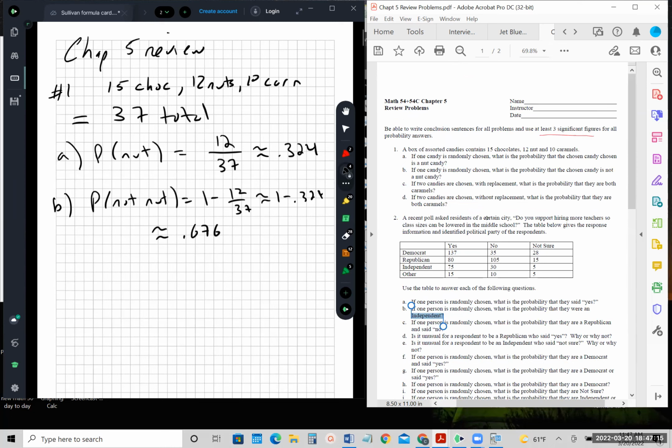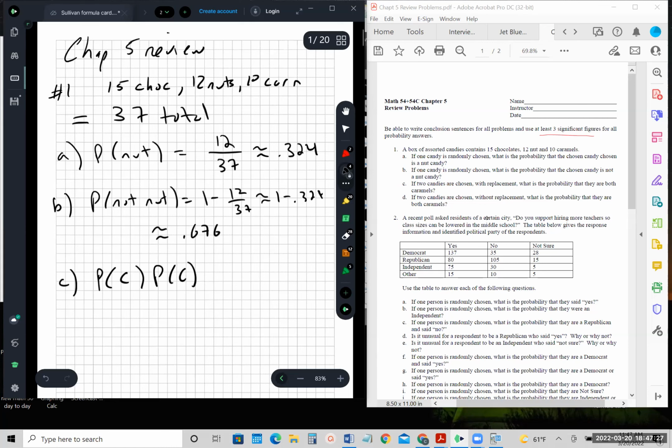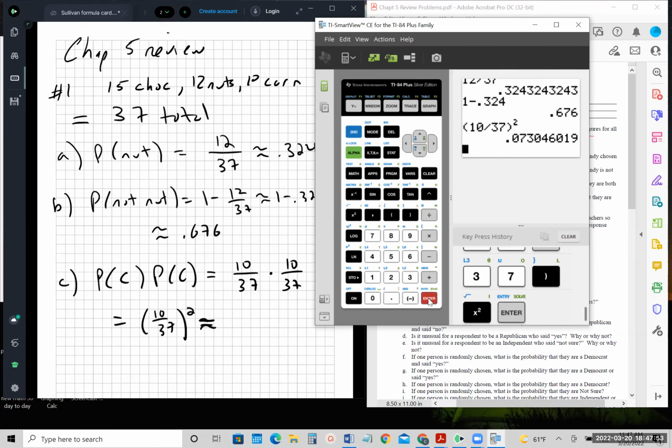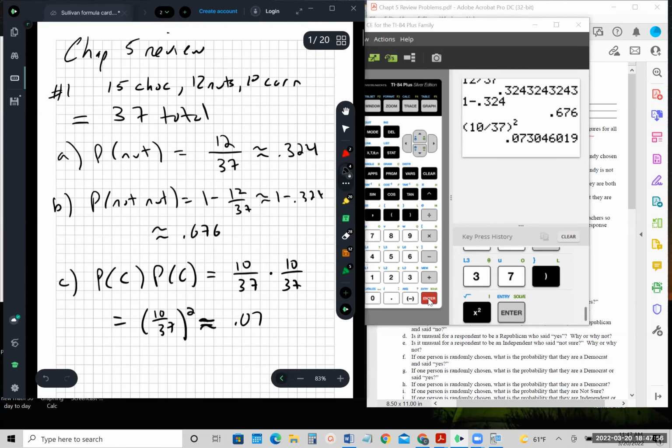Okay. And then, let me scroll down like that. If 2 candies are chosen with replacement, so you're going to take one out and put it back, what is the probability they are both caramels? So the probability it's a caramel, and then the probability it's a caramel. These would be independent. It's sort of implied because if you put it back, so that would be 10 out of 37 for the first caramel, but then you're going to put it back. So 10 out of 37 for the second caramel, or you could say 10 out of 37 squared. And that would be roughly, take 10, divide it by 37, and square that, and you would get 0.073. Okay.